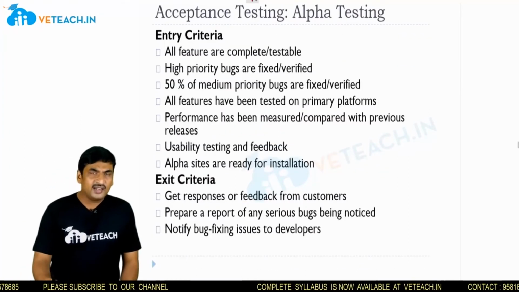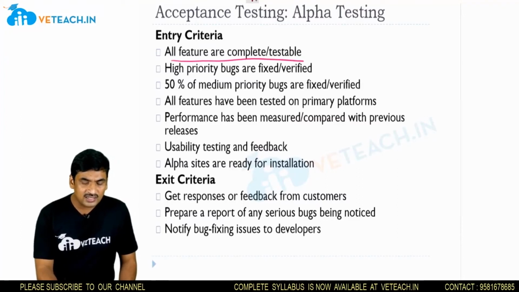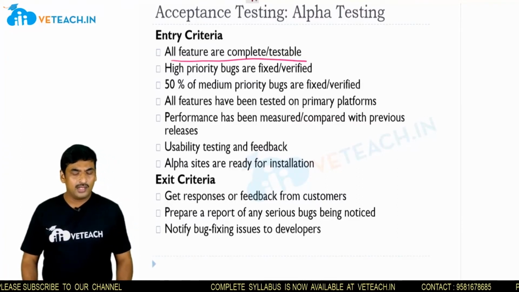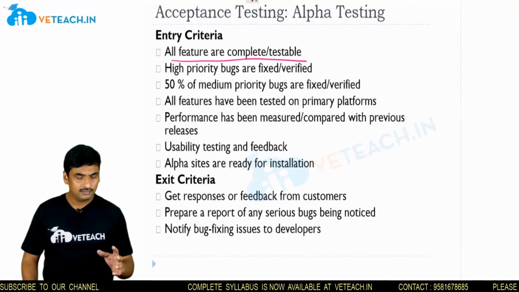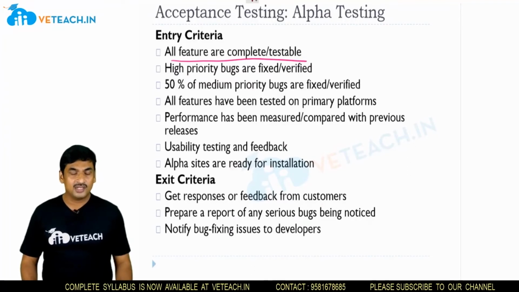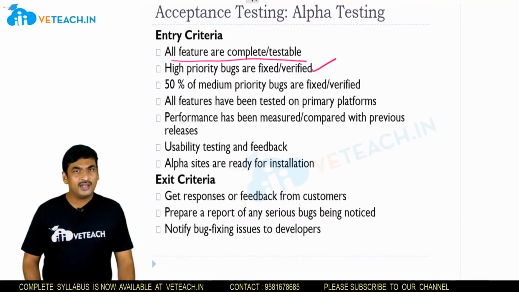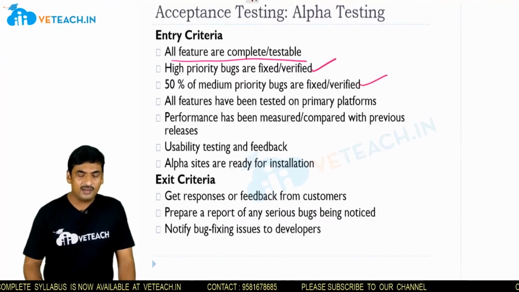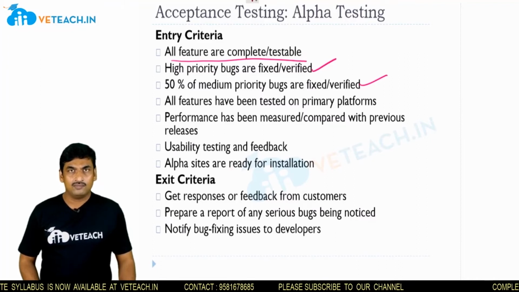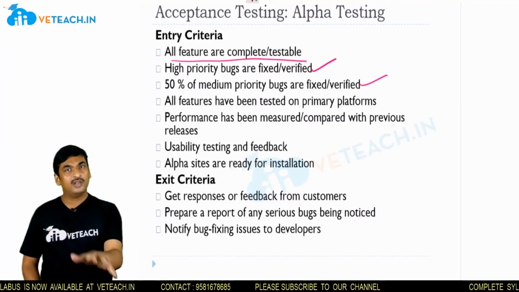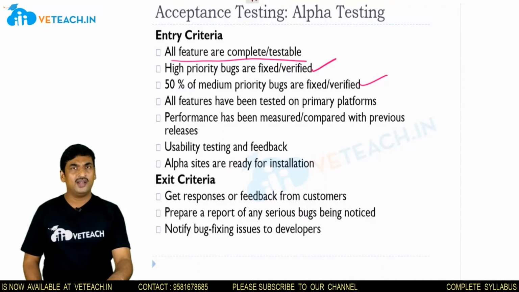Alpha testing: the exit criteria is that all the features are complete and testable, and only then will we start testing. The entry criteria for acceptance testing is when all the features are satisfied, all high priority bugs are identified, and 50% of medium priority bugs are fixed or verified. So all high priority bugs should absolutely be satisfied or corrected.